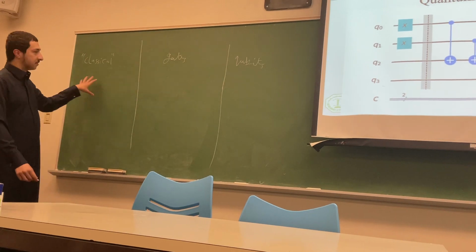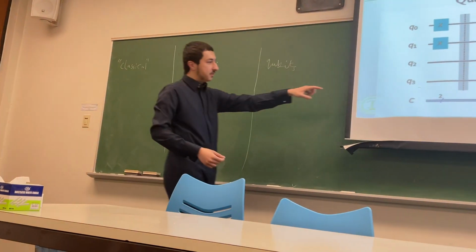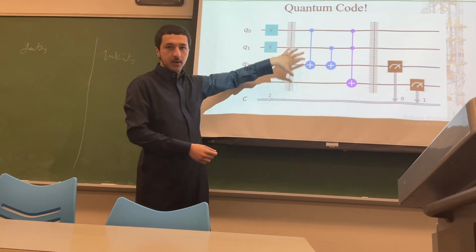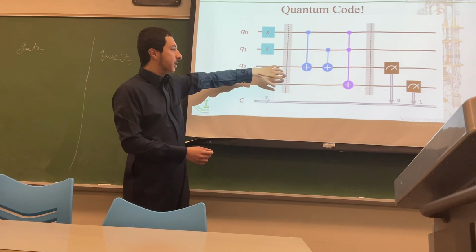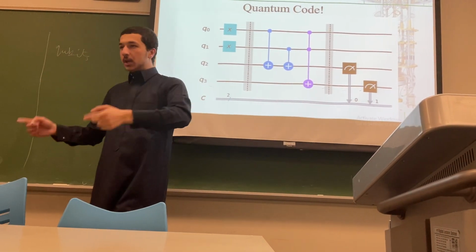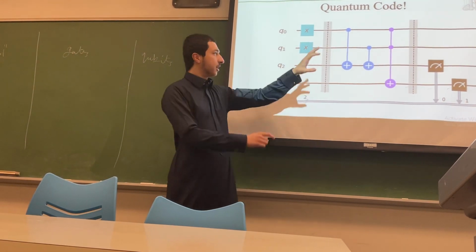We can divide this into, let's say, three parts. The first part is the classical part, which is the wires. This is just a barrier for visual aid. It doesn't really have any meaning. This symbol is a measurement. Now, we know in quantum mechanics that when we make a measurement, the wave function collapses. And this is a quantum system.